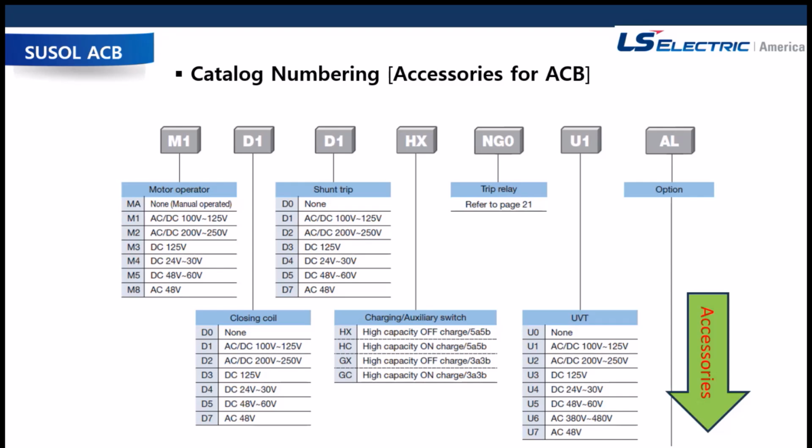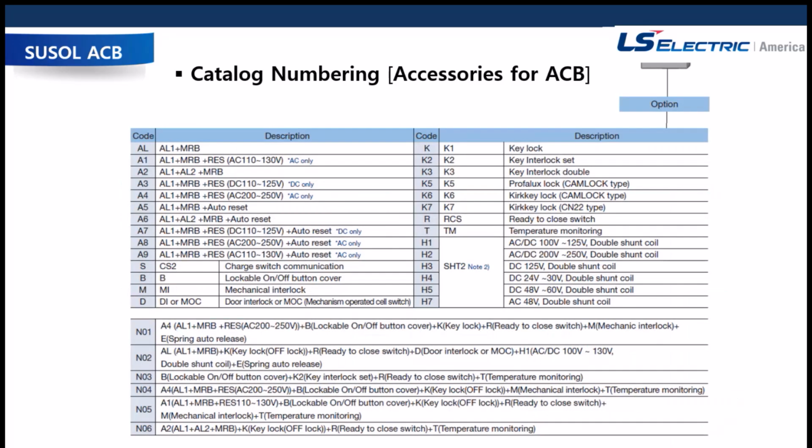So you have ones for the shunt trip, and then you have closing coil, charging, auxiliary switch, and undervoltage trip. And then our options are continued here on the next page. And these are all the differences for the alarm outputs. So if you look in our stock and our product finder, you'll notice that we have certain types in stock already available. And this is the breakdown of what you can see for those options. So the ones that are most popular is AL, and then A1 are the very popular ones that we have in stock.